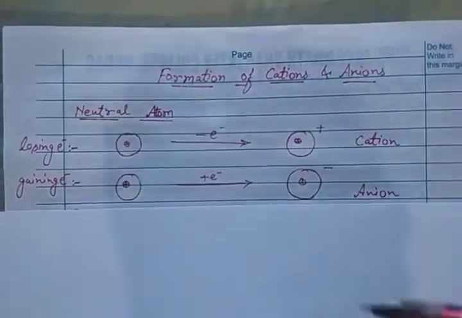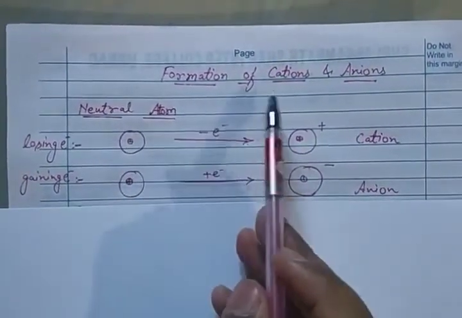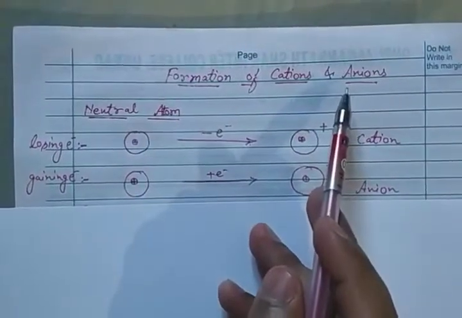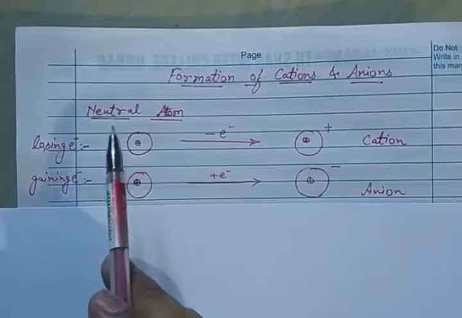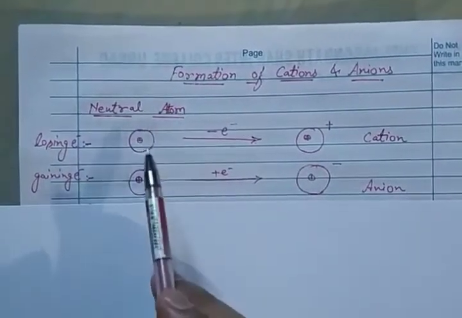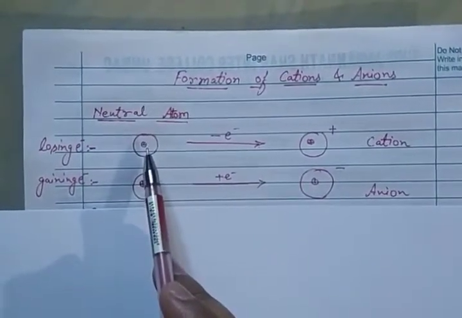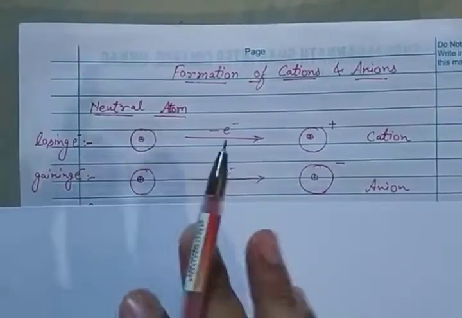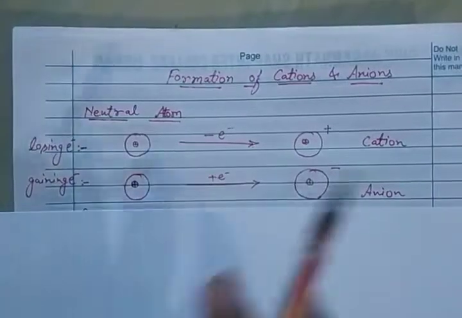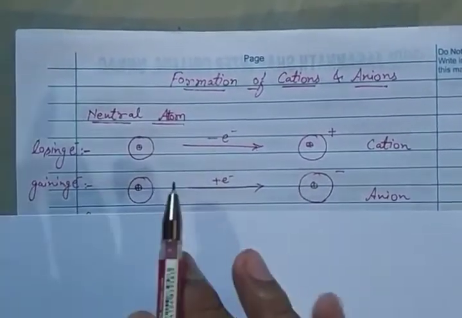Okay, so today we are learning about the formation of cations and anions. What are cations and anions? Here you can see that first of all we have neutral atoms. When any atom is there, at the center it is the nucleus and around it there are orbits. We are not naming any atom or element right now, just taking some atom as an example.